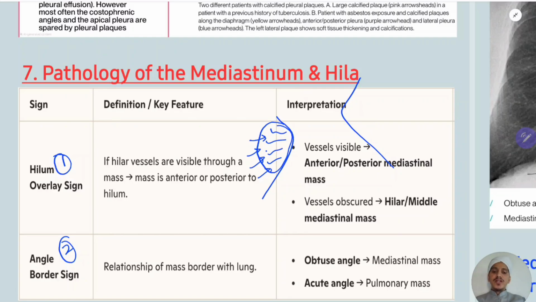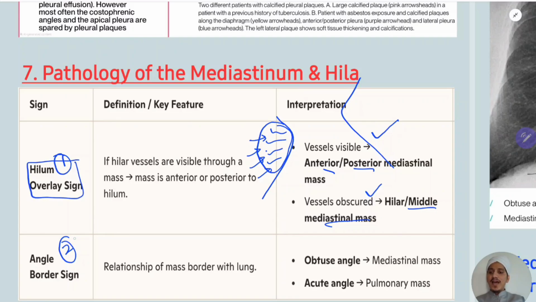So obscuration of the hilar vessels means the mass is in the middle mediastinum, and if the vessels are visible, then the mass is not in the middle mediastinum. Either it can be in the anterior mediastinum or in the posterior mediastinum. So if vessels are visible, then it is either anterior or posterior. If vessels are obscured, then it is in the middle mediastinum. Okay, that is known as hilum overlay sign.